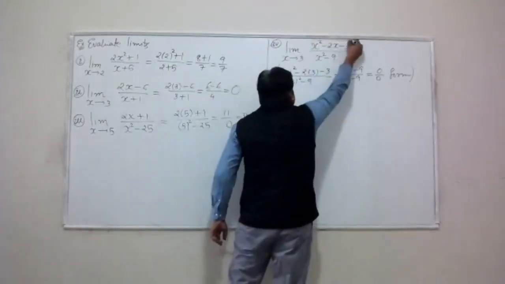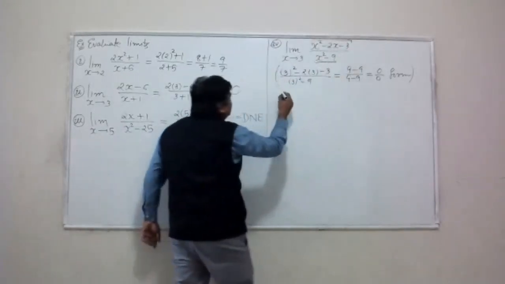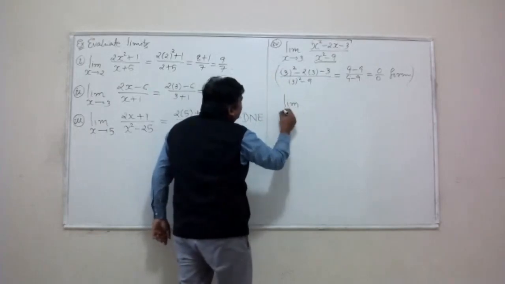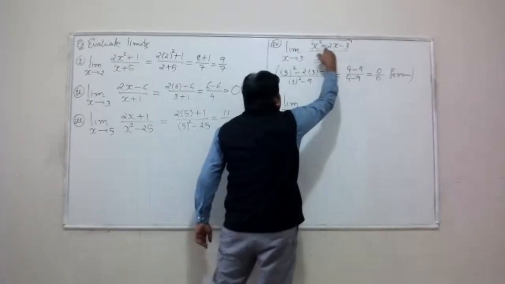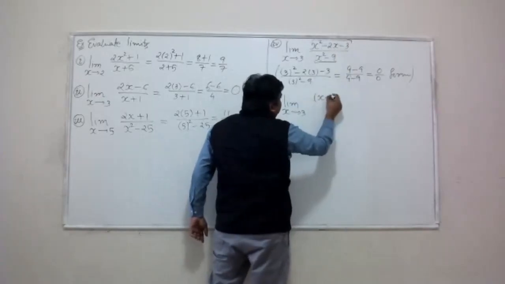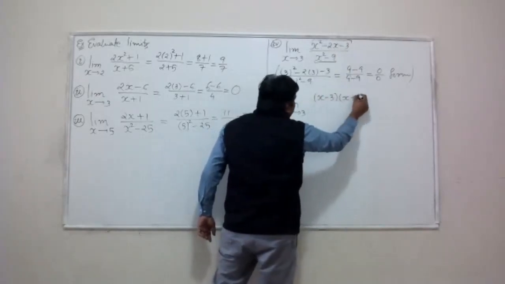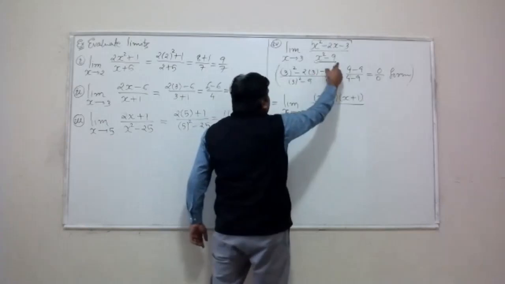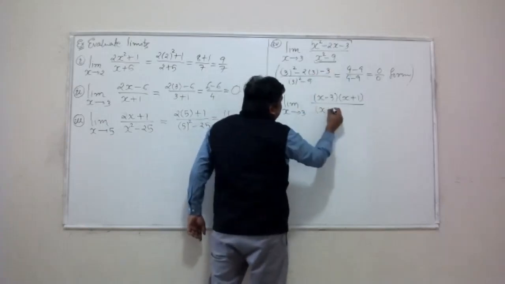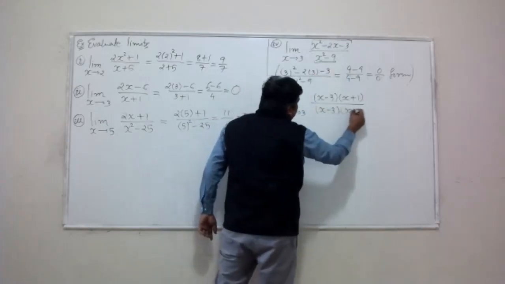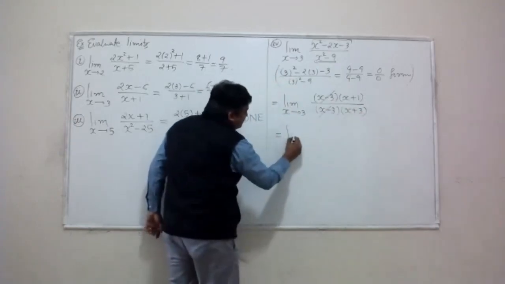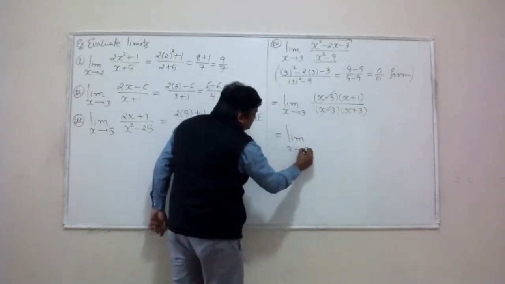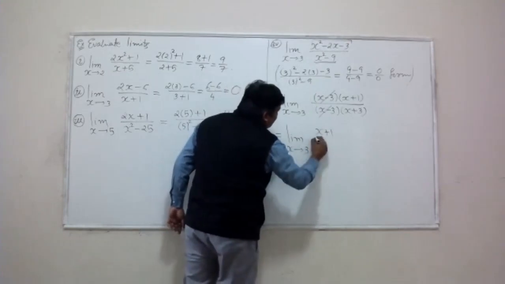Clearly, I need to use factorization here because I have a ratio of two polynomials. Factors of -3 that add up to -2: x minus 3, x plus 1. Factors of x square minus 9: x minus 3, x plus 3. Look, I cross out x minus 3 from the top and the bottom. This should look familiar to you.